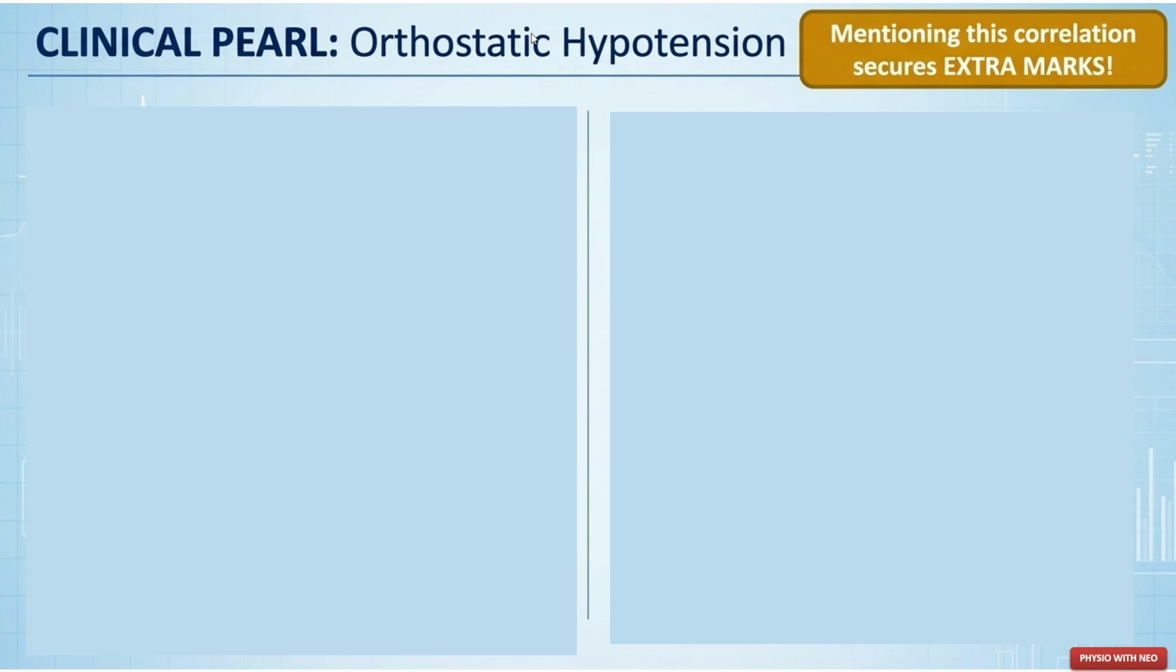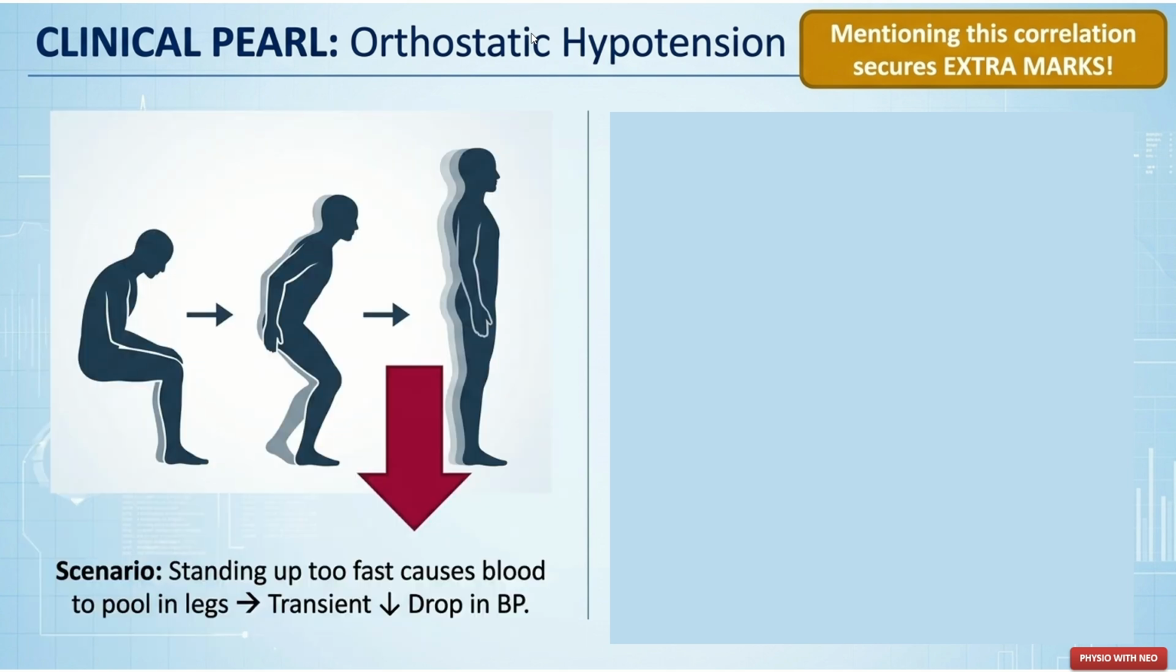Now, in the applied aspect of the baroreceptor mechanism, you can write about orthostatic hypotension. Mentioning this correlation secures an extra mark. What is it? When a person stands up too fast, it causes blood pooling in the legs, that is venous return decreases, and that leads to a decrease in blood pressure.